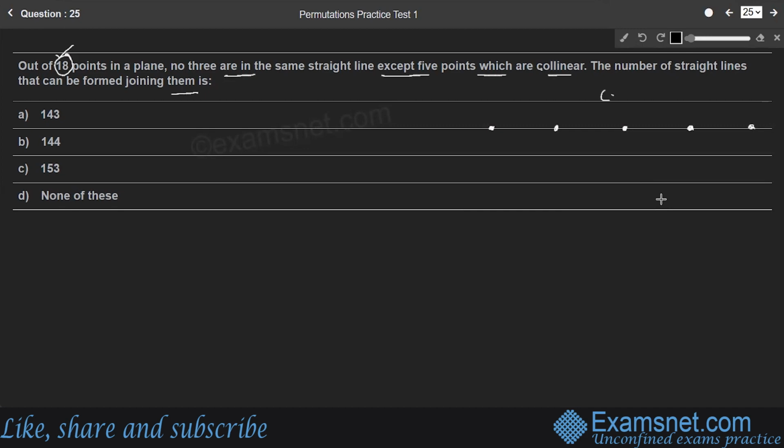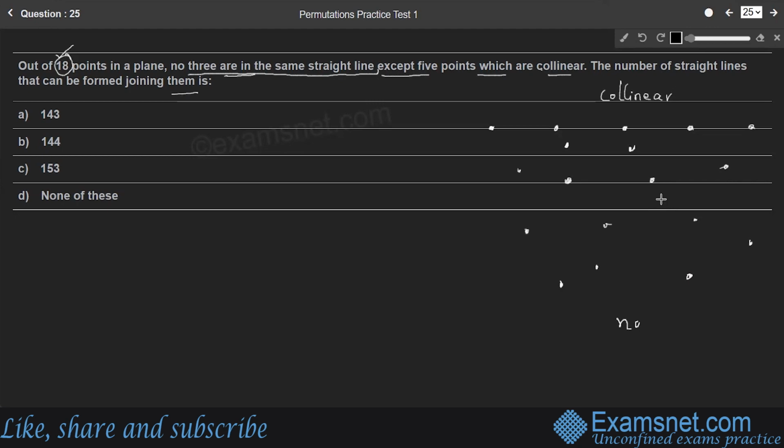We'll consider 5 points in the same straight line, which are collinear. And the remaining 13 points, it is given that no 3 are in the same straight line. That means no 3 points are in the same straight line. So you cannot consider 3 points in the same line like this, which I am showing here. So no 3 points are there in the same straight line. The remaining 13 points which are in a plane are non-collinear.